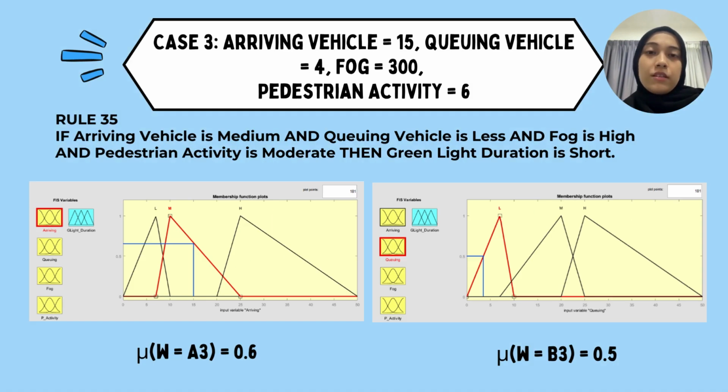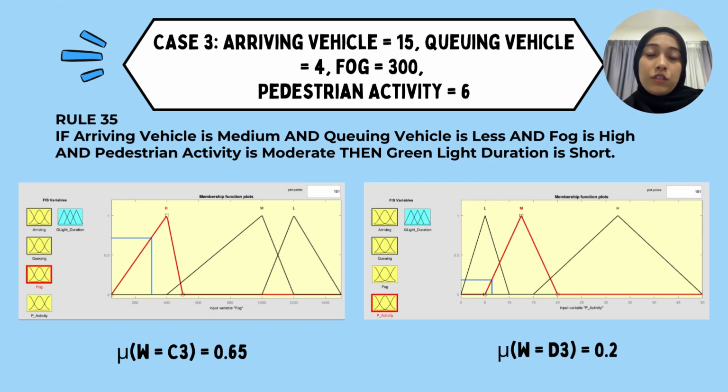0.85. Then for case 3, arriving vehicle is equal to 15, queuing vehicle equal to 4, fog equal to 300 and pedestrian activity equal to 6. By using rule 35, if arriving vehicle is medium and queuing vehicle is less and fog is high and pedestrian activity is moderate, then green light duration is short. So for the graph A3, it shows that it equals 0.6, while B3 equals 0.5. And for C3, it equals 0.65, while D3 equals 0.2.